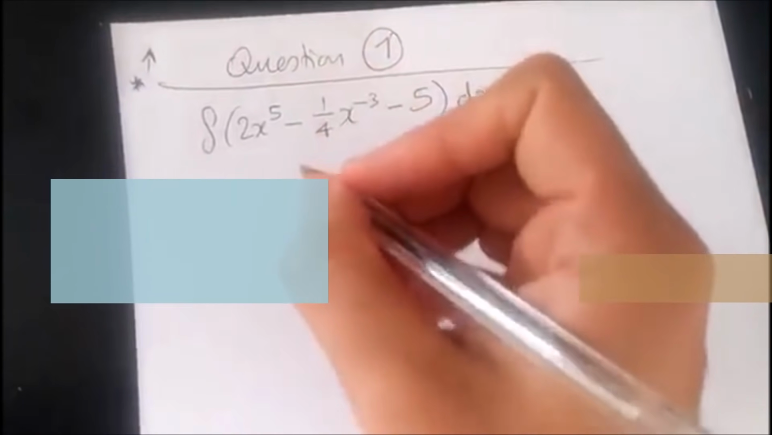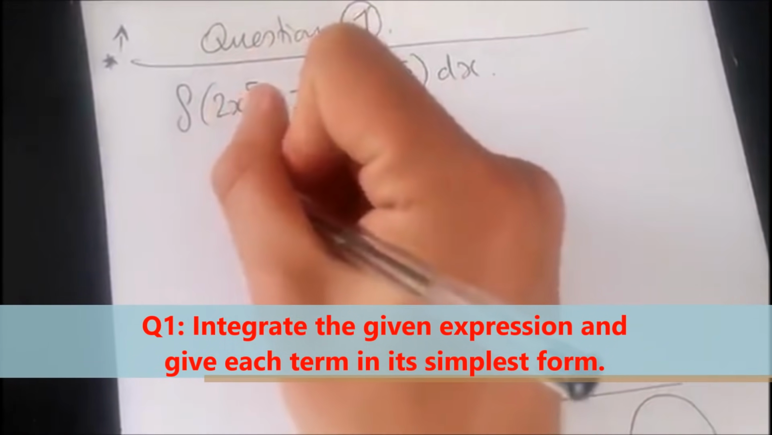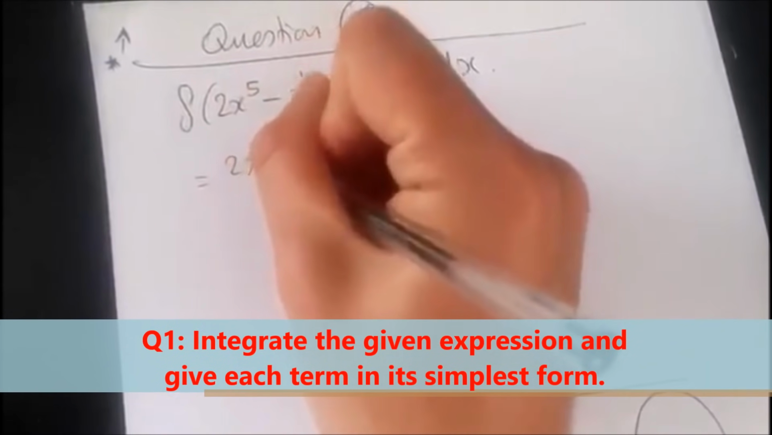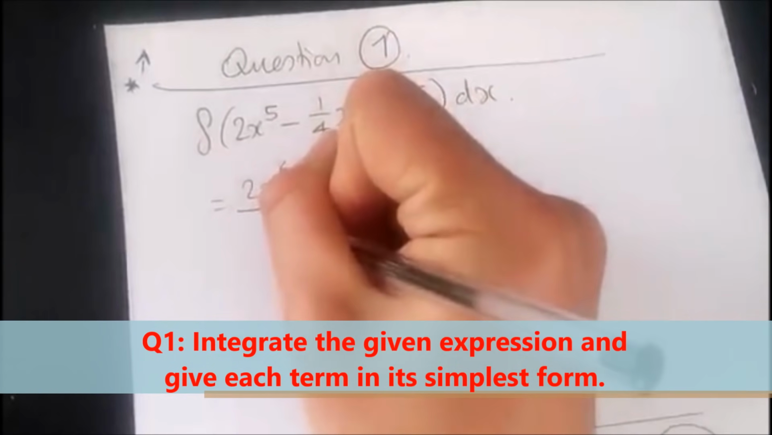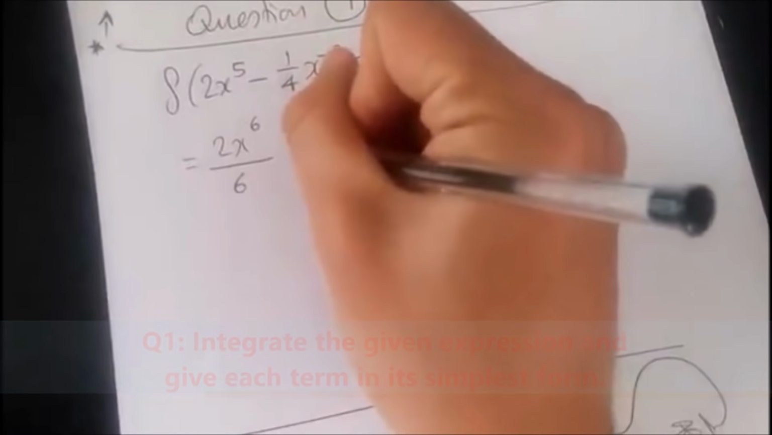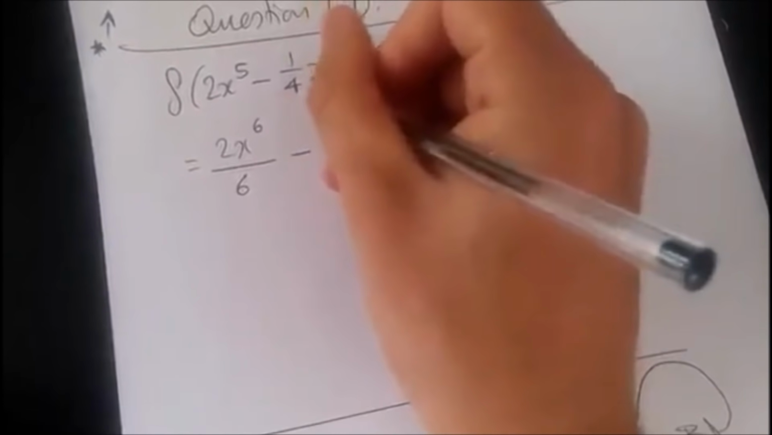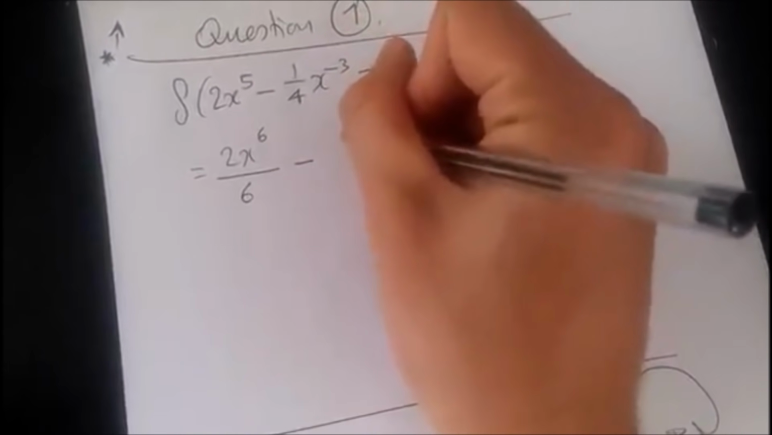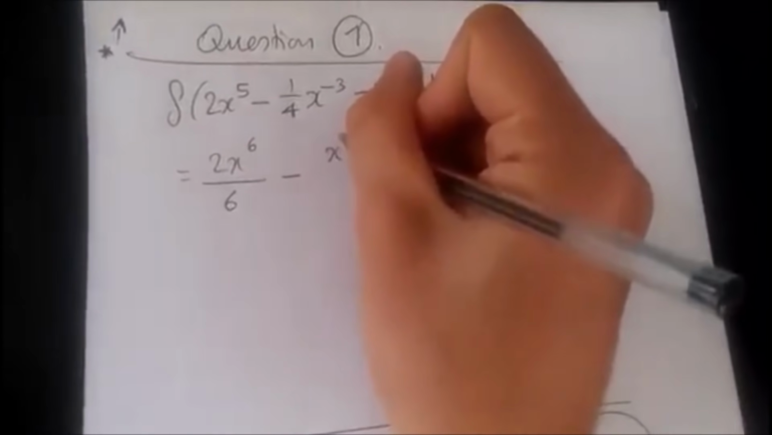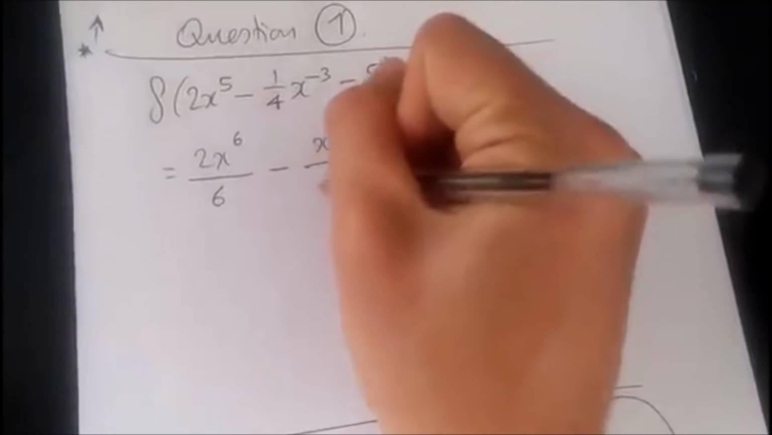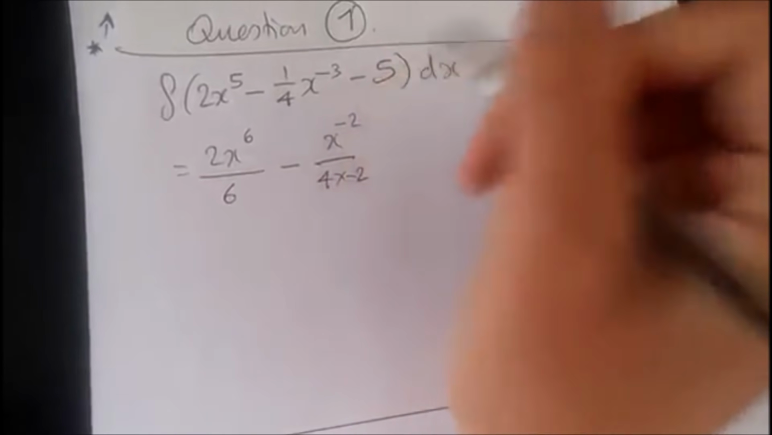What do we do? Well, firstly, let's raise this power up. So we're integrating. We're going to have 2x to the power 6, and then we divide it by its power. Same thing, minus. What I will do, I'll put 4 on the bottom. So I'll have raising 3 and adding 1 to, we're going to have minus 2 over 4 times minus 2.